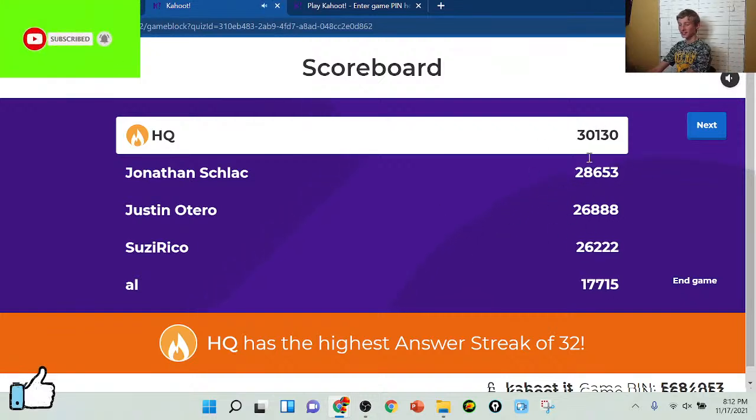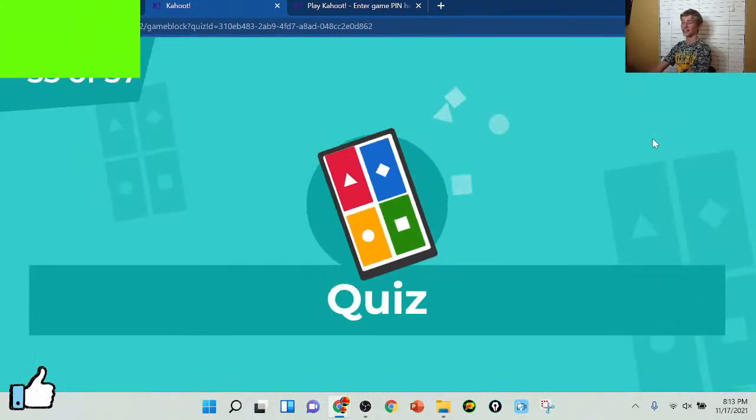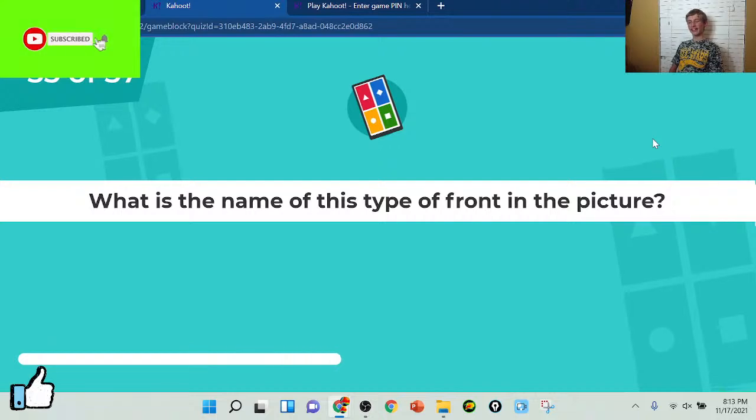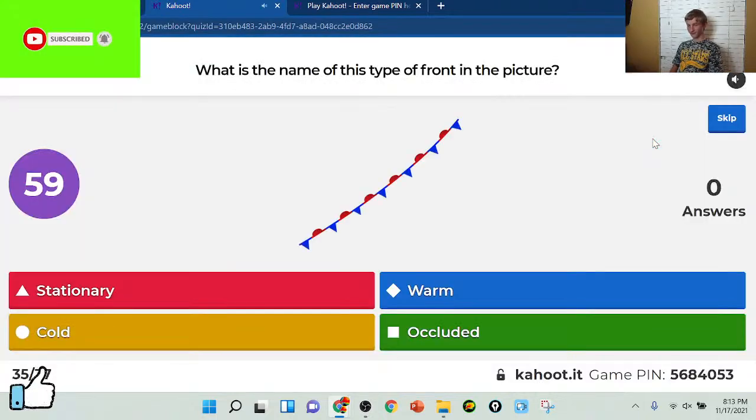Still a very close game between these top 3. Justin is behind by around 2,000, and Jonathan is behind HQ by about 2,000, I would say. What type of front is this? Is this a stationary front, a warm front, a cold front, or an occluded front?